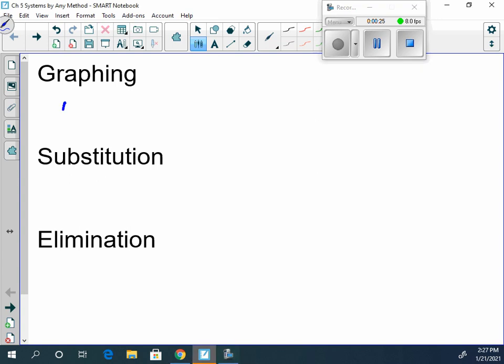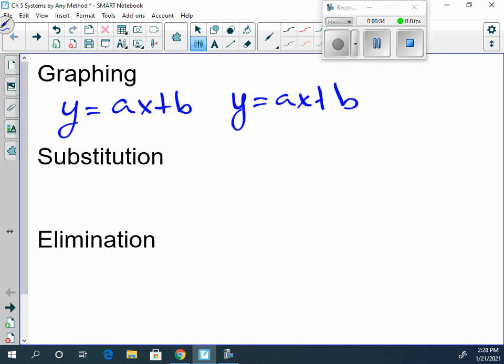Now, graphing: if we're given two equations, both in the form y equals ax plus b, and the slope is not a whole number, if we have fractions in both or one of them, it's going to be a lot easier to work with graphing, because we have the y-intercept and the slope, and we can graph them and see where they intersect. So if we have two equations in y equals ax plus b form, most likely it's going to be easier to graph them than it is to use substitution or elimination.